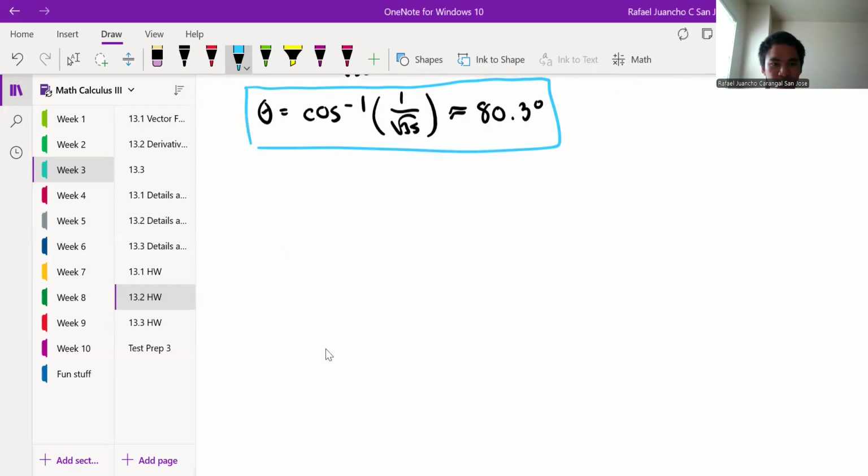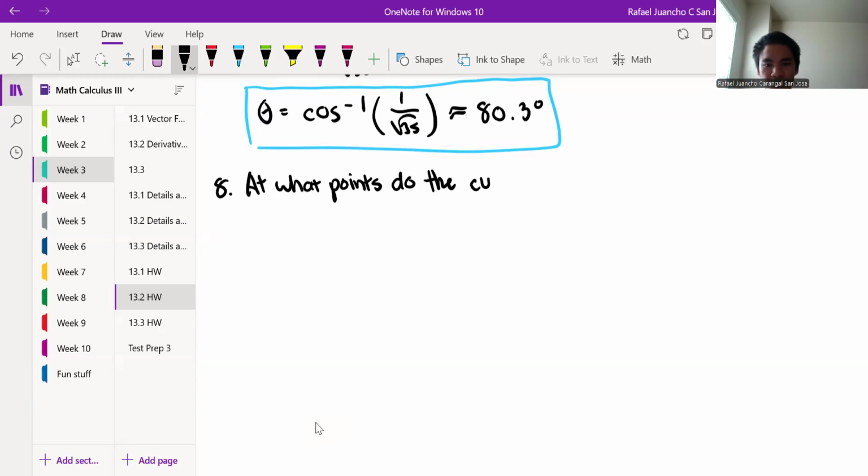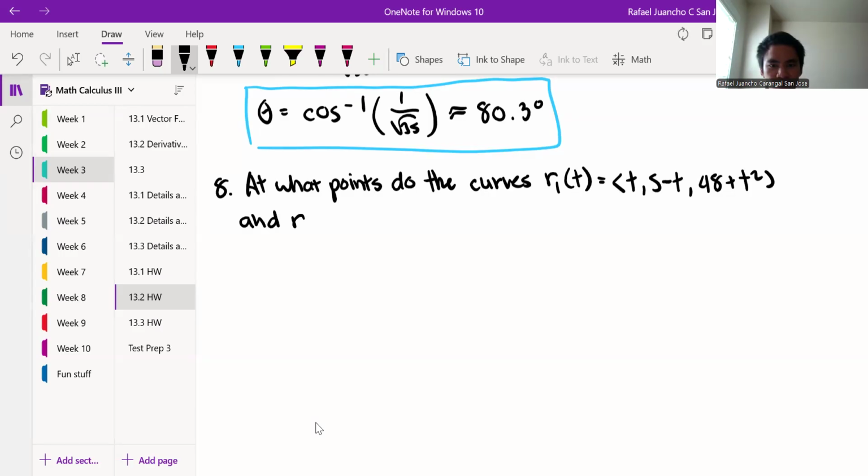So for number 8, okay, here we're being asked, at what points do the curves R1 of t, which has component functions t, 5 minus t, and 48 plus t squared, and R2, which will give me components 8 minus s, s minus 3, s squared, intersect.